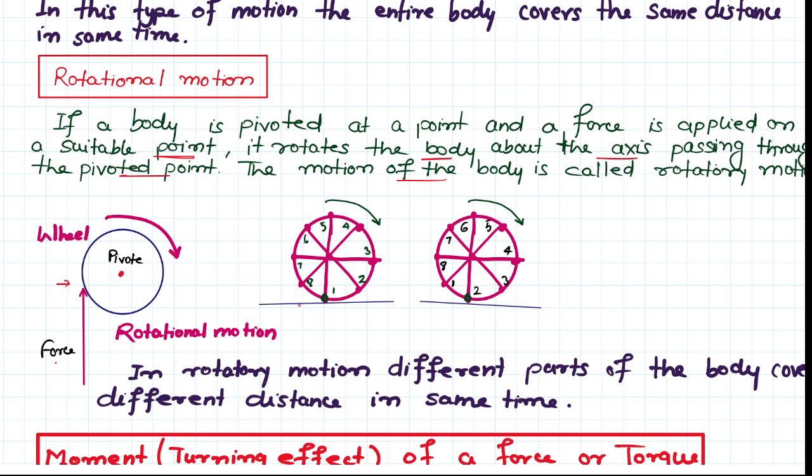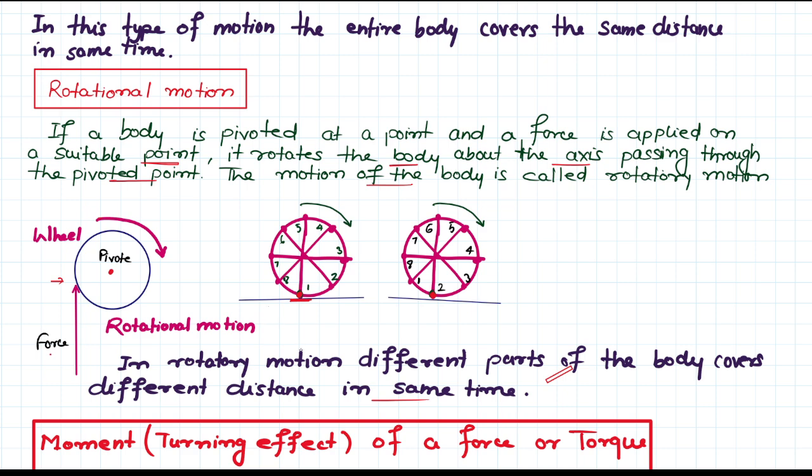Now here I can see point 1 is not touching the ground. And when this wheel moves, point 2 will touch the ground. So in rotatory motion, different parts of the body cover different distances in the same time. Understood?